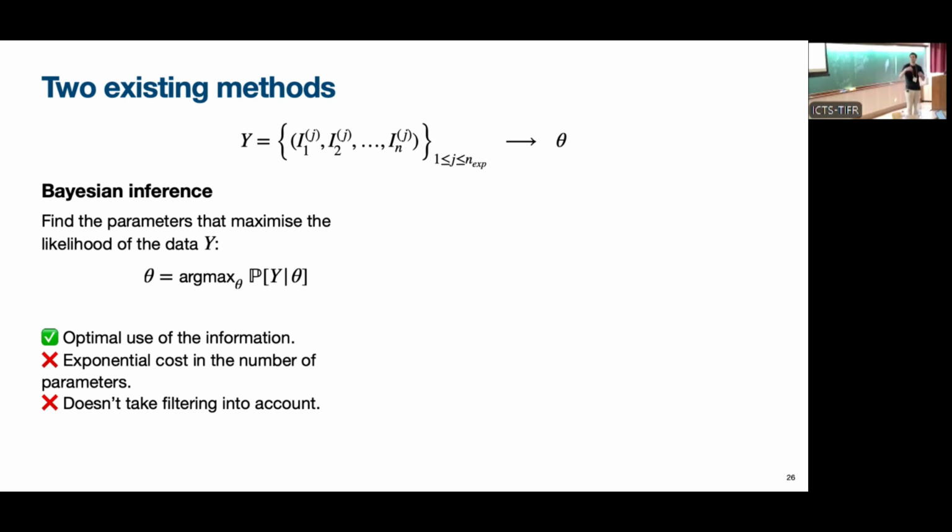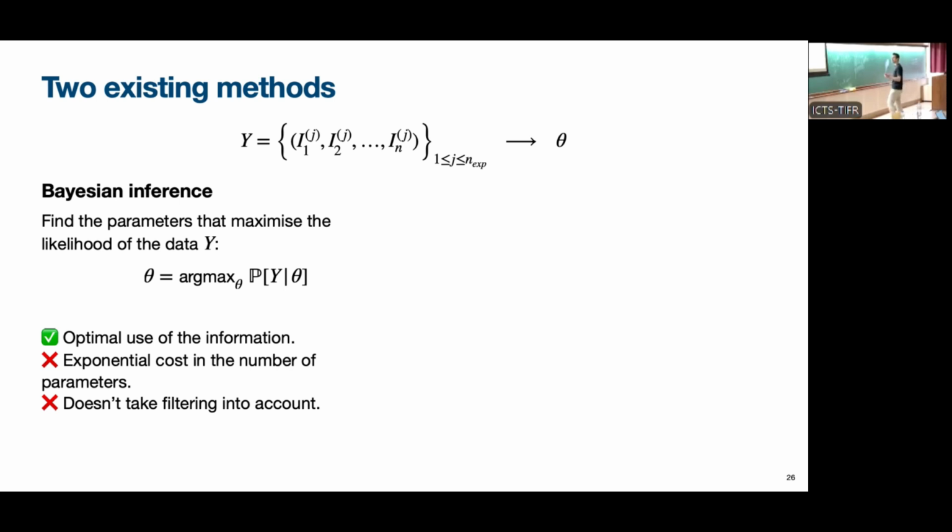This uses the information in an optimal way, from a Bayesian perspective. But the issue is that it's exponentially costly in the number of parameters, so you will need to sample this likelihood in a huge parameter space. And it also doesn't take this important filtering into account.